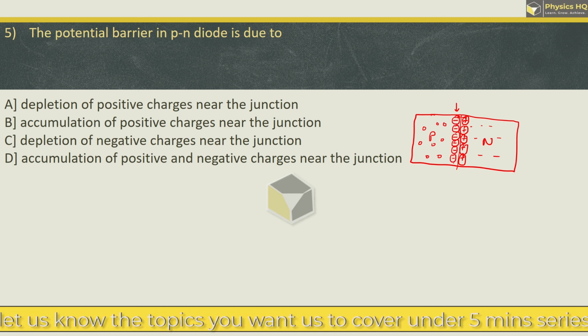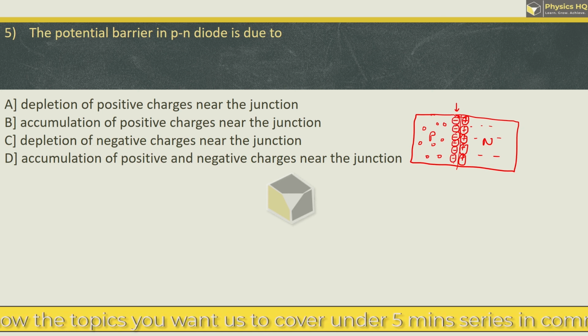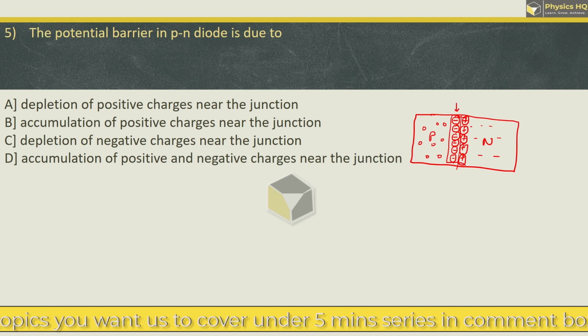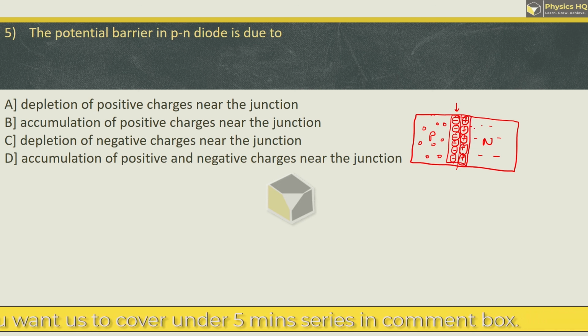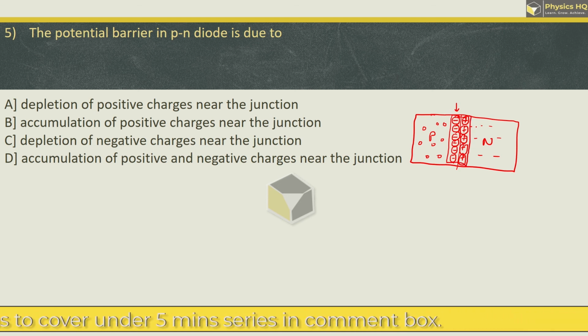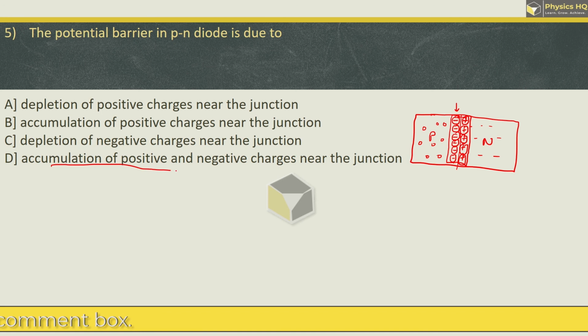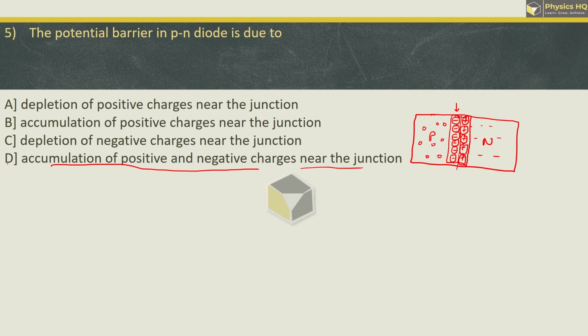After exchange of electrons for some time, the amount of charge that develops here is good enough to stop the further flow of charges. And this is nothing but the potential barrier which has formed here because of the accumulation of positive and negative ions near the junction. So the correct option over here will be option D.